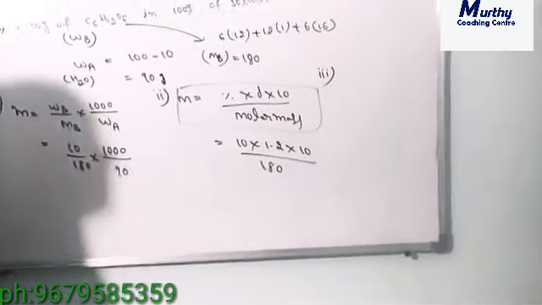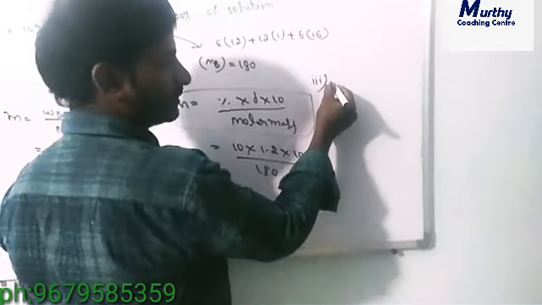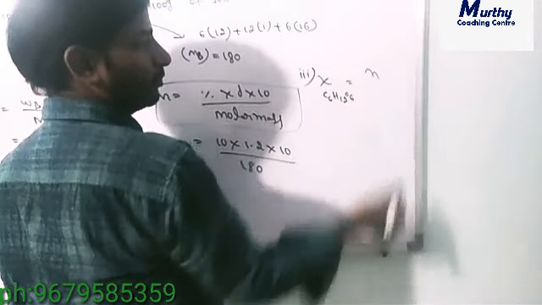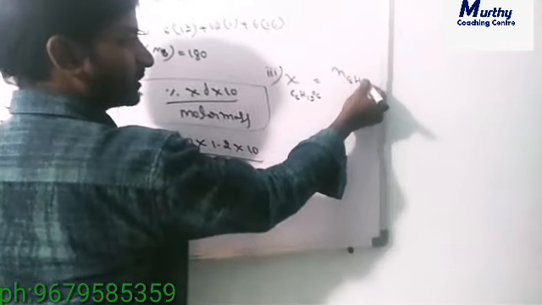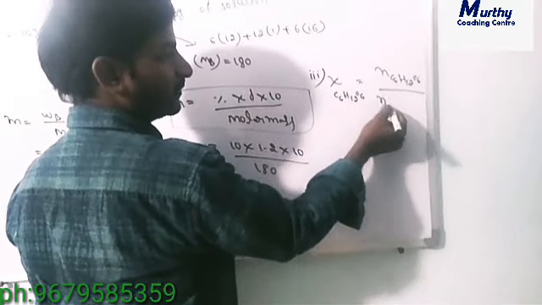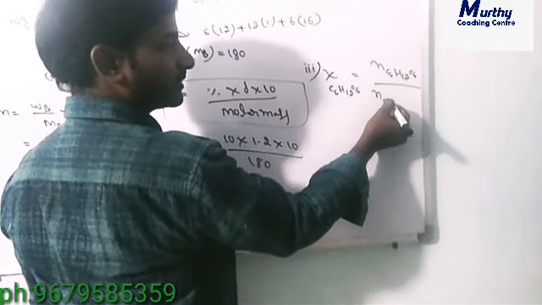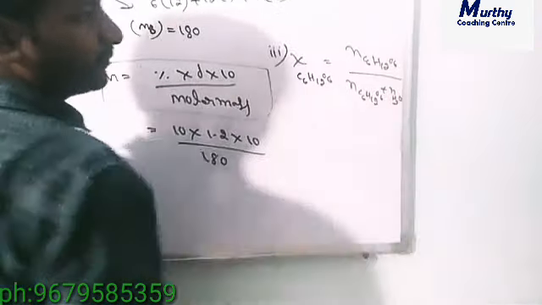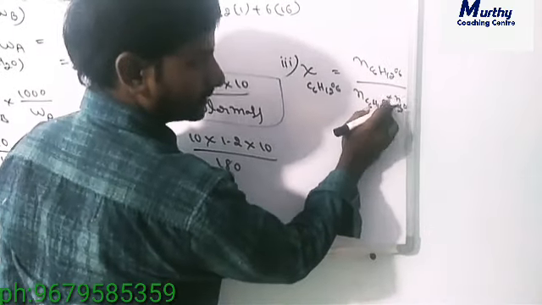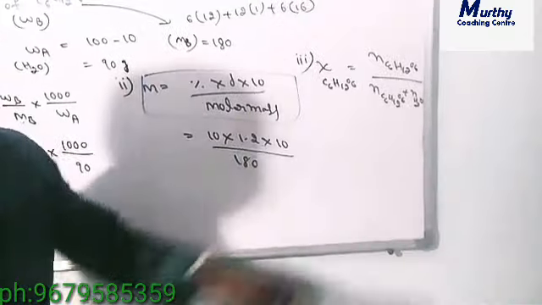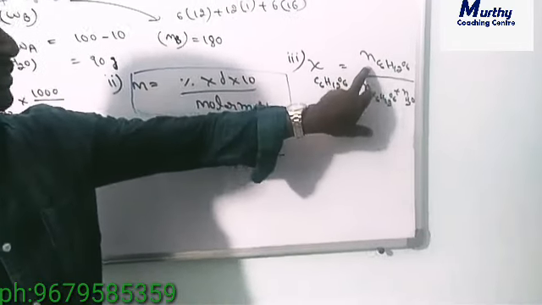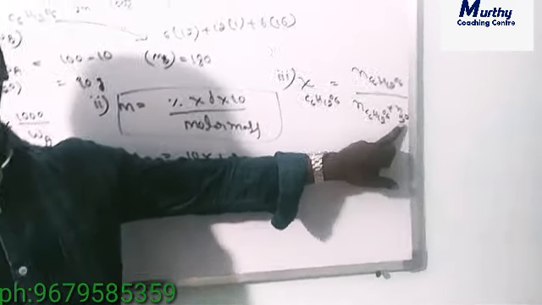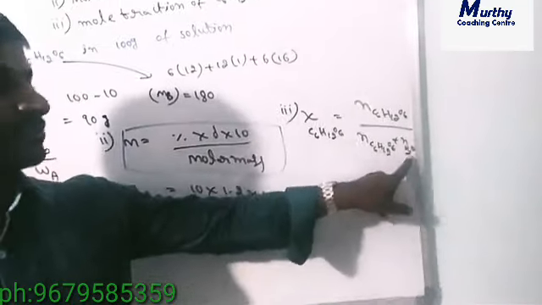Next, what is the third one? Mole fraction of glucose. So mole fraction of glucose, C6H12O6, is equal to moles of C6H12O6 by total moles of the solution. Total moles of the solution is moles of C6H12O6 plus moles of H2O. Clear? There is no space here, still understand a little. Mole fraction of glucose is equal to moles of glucose by moles of glucose plus moles of water. Because the solvent here is water, so it is moles of the solute plus moles of the solvent.